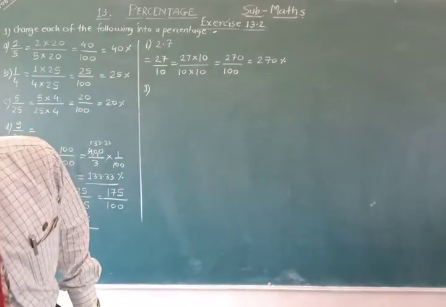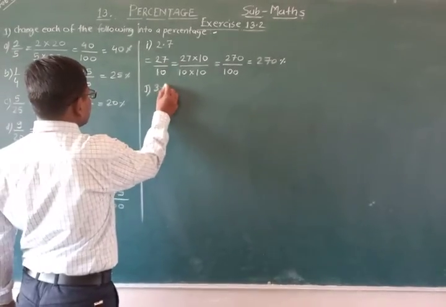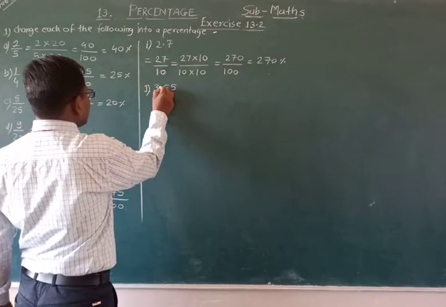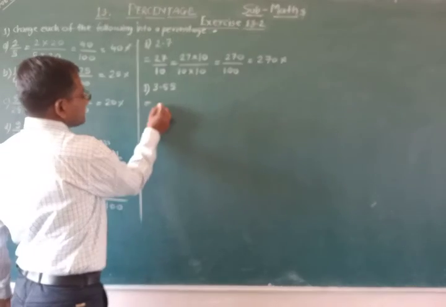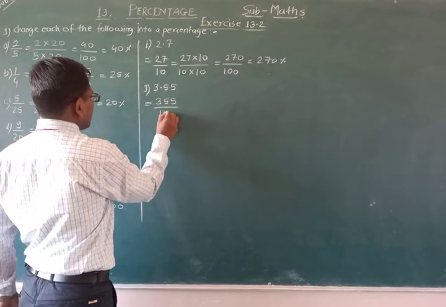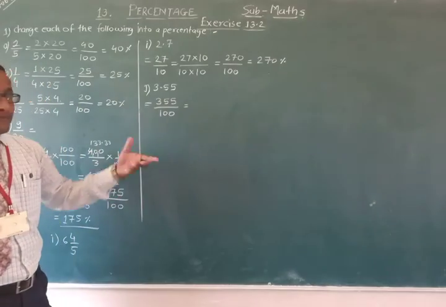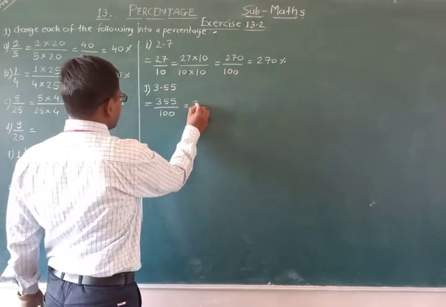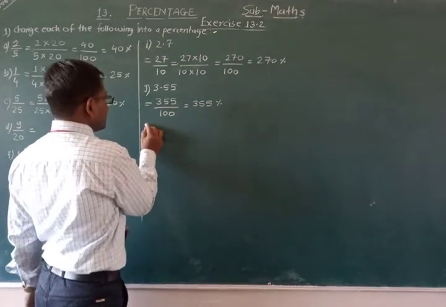Next, 3.55, very easy. Here the decimal point is after 2 digits. So write 355 upon 100. The meaning of this term is 355 percentage.